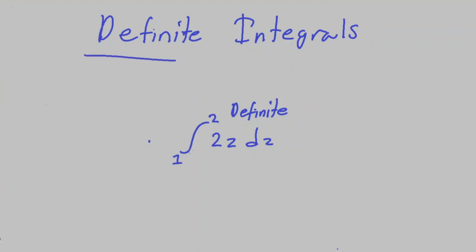Alright, so today we're going over definite integrals. Definite integrals are just integrals that are bounded by x values. Let's say we have 2z, the integral of 2z integrated from the x value of 1 to the x value of 2.